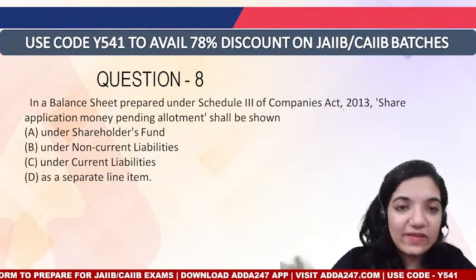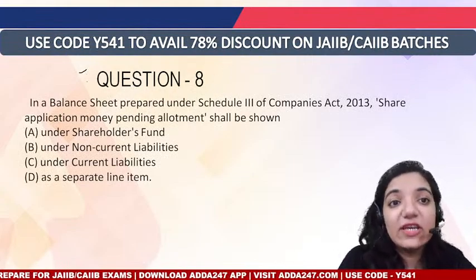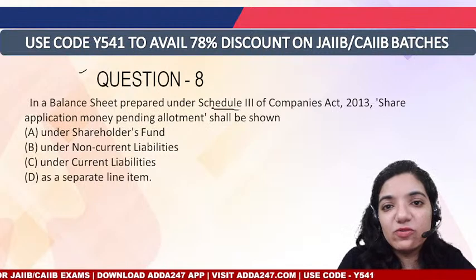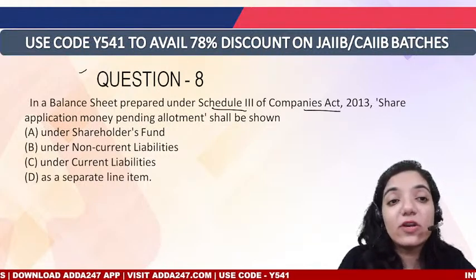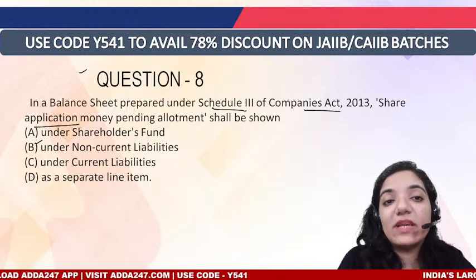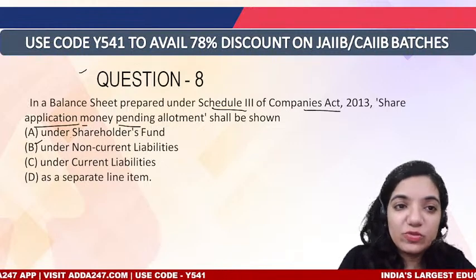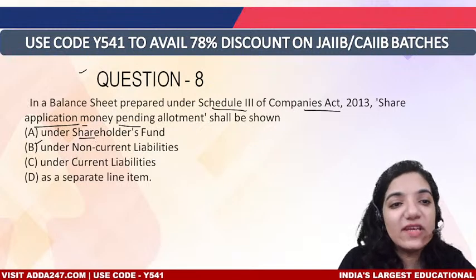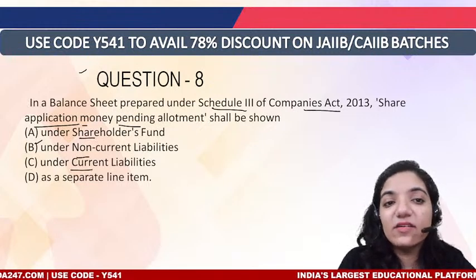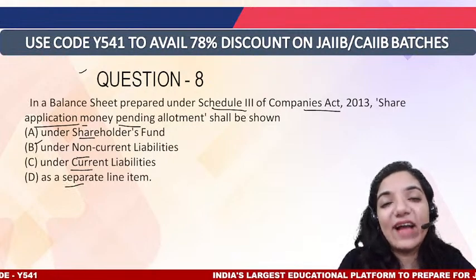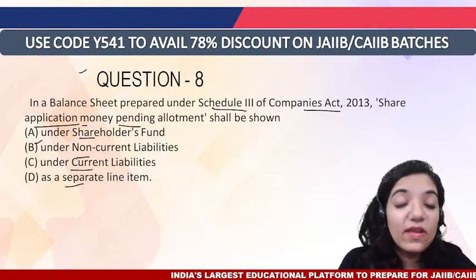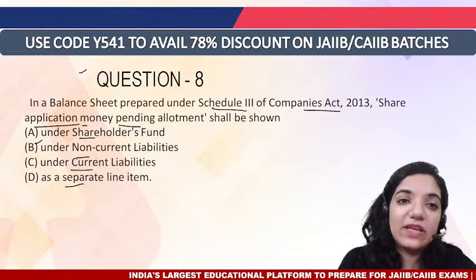Let's move on and look at the next question, question number 8. In the balance sheet prepared under Schedule 3 of the Companies Act 2013, there's a particular head called Share Application Money Pending Allotment. It should be shown under Shareholder Funds, under Non-Current Liabilities, under Current Liabilities, or as a separate line item. What is share application money pending allotment?